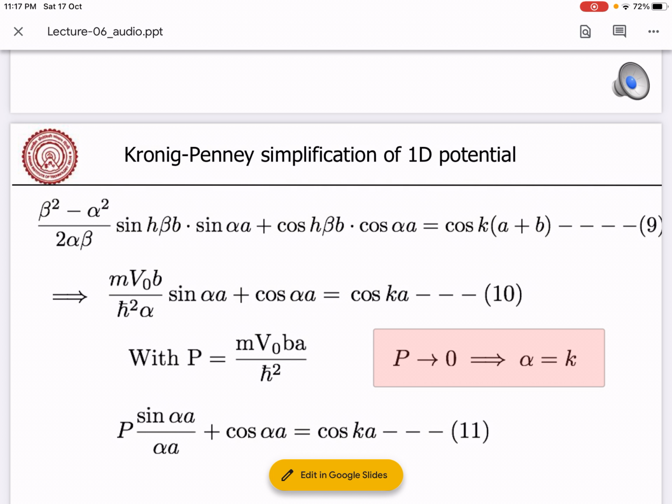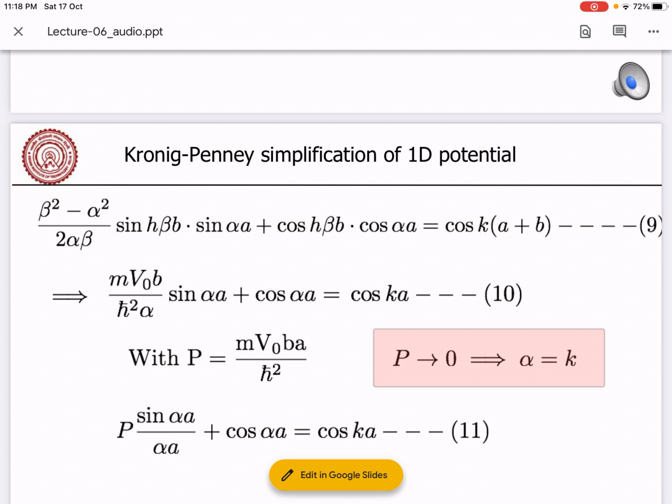What we see here is that the left hand side is a function of alpha a. Alpha is the energy term, and on the right hand side this is cos Ka, so it's a function of K, the wave vector. Therefore we now get the relation between energy and the wave vector, right.